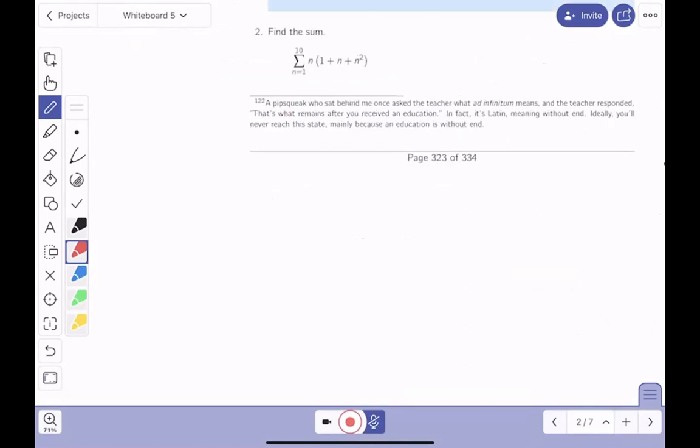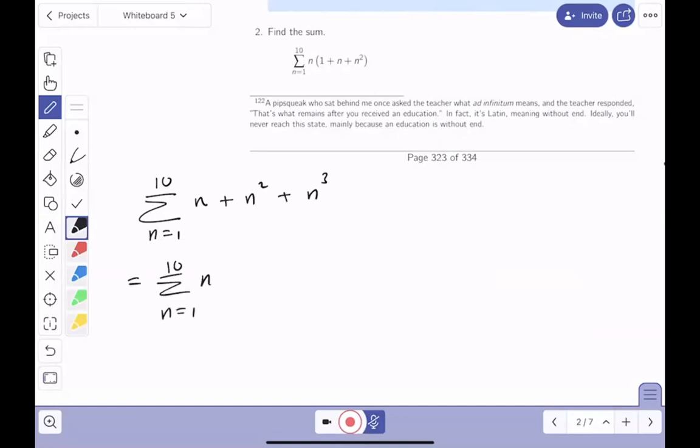Again, what I would do is simplify the sum here. Let's see if I can do that. It's the sum, n equals 1 to 10, of n plus n squared plus n cubed. Well, this is going to be the sum n equals 1 to 10 of n, plus the sum n equals 1 to 10 of n squared, plus the sum n equals 1 to 10 of n cubed. All things that we've learned in the past about summations.